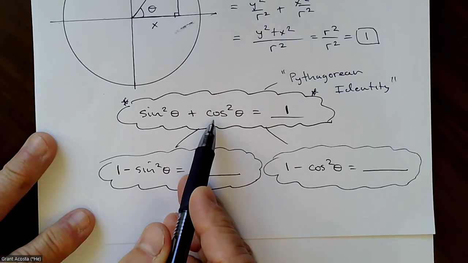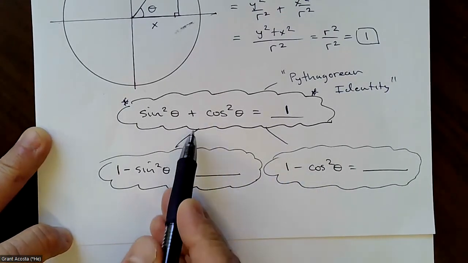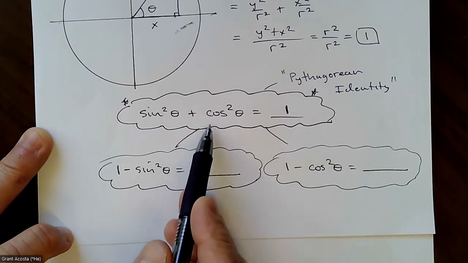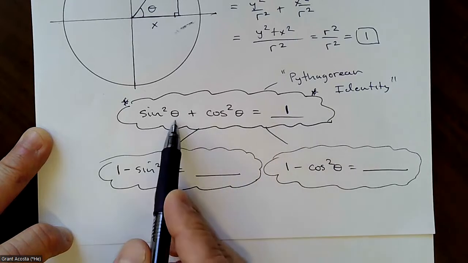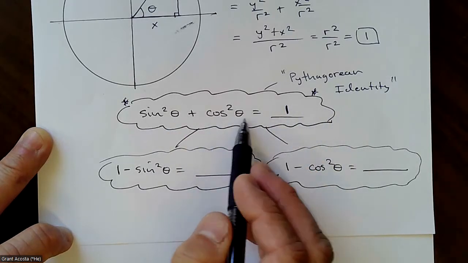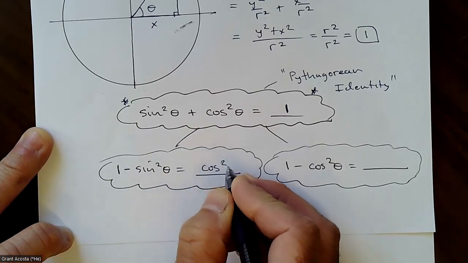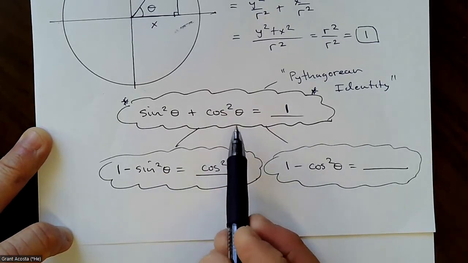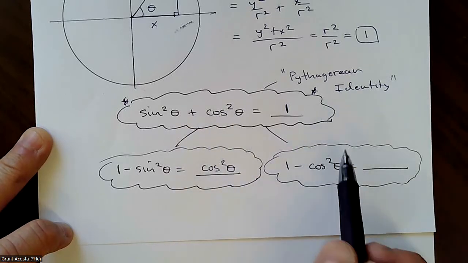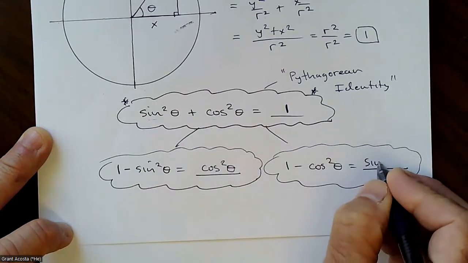And once you know this identity, there are two offshoots from it that are also very useful. If I take this identity and subtract sine squared from both sides, I move it over here, that would leave me with just cosine squared. This is 1 minus sine squared equals cosine squared theta. And alternatively, if I took this identity and subtracted cosine squared to the right side, I would have 1 minus cosine squared equals sine squared of theta.